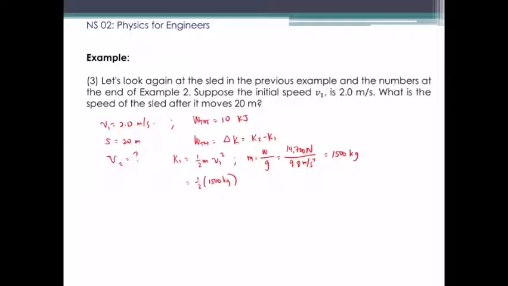Then the velocity is given to be 2.0 meters per second. So kinetic energy at point 1 is 3,000 joules. So we have 3,000 joules. Okay, we have this.